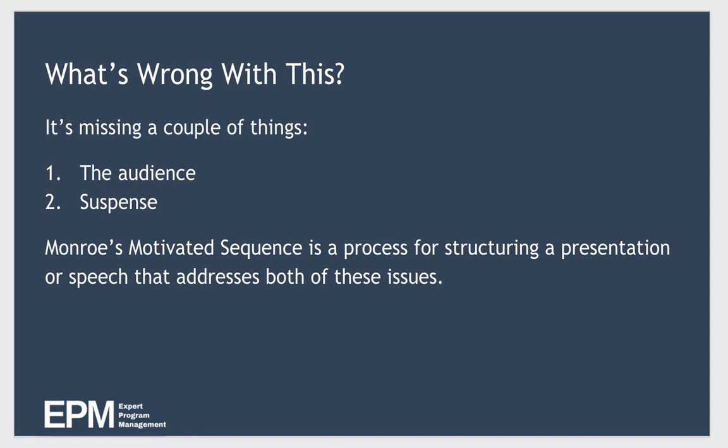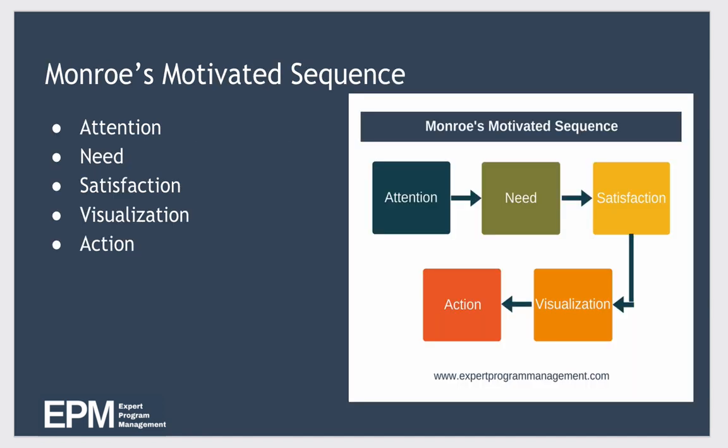So Monroe's motivated sequence is a process for structuring a presentation or speech that addresses both of these issues. So let's take a look at it now. The diagram on the side of this slide shows the 5 steps to Monroe's motivated sequence. Now, the sequence derives its name from the fact that it motivates and inspires your audience to care about what you're speaking about. So let's go through each of the steps in turn to see what they mean.